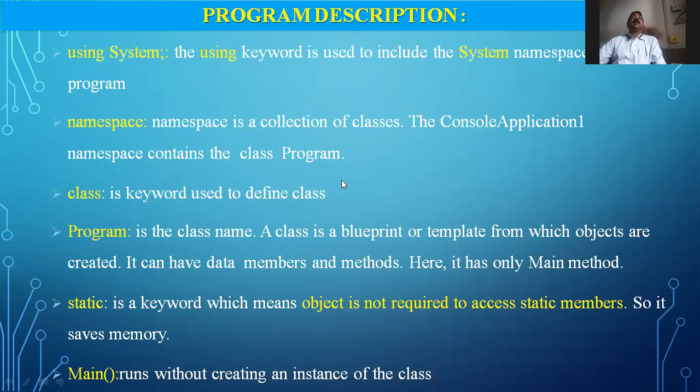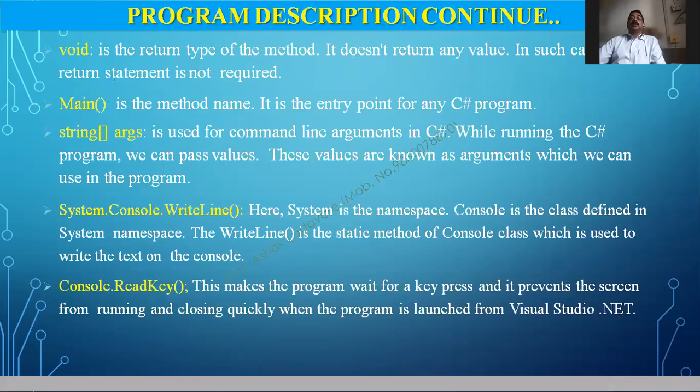Then next, our description continues here. After static, we have written void. So what is that void? Void is the return type of the method. It does not return any value. So in such cases, a return statement is not required. If we write void, a return statement is not required. It does not return any value.